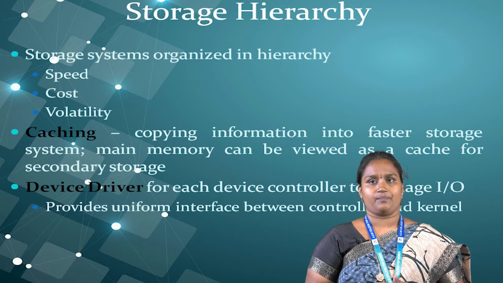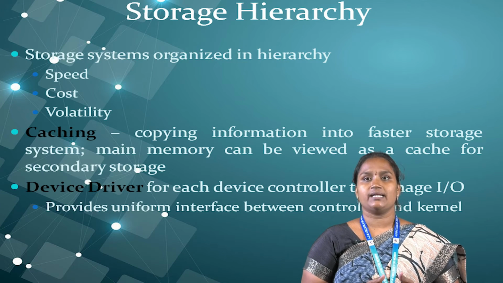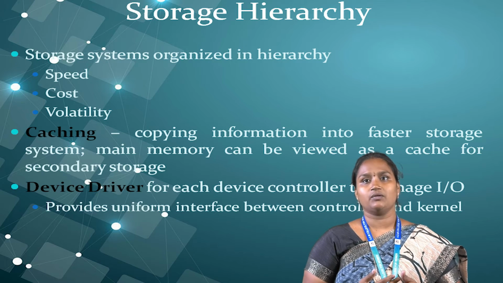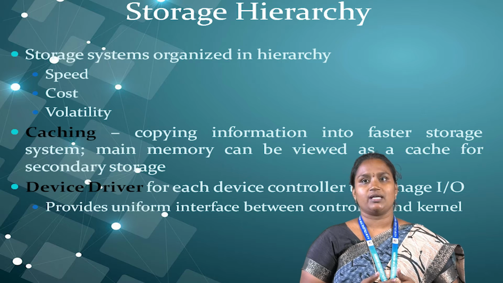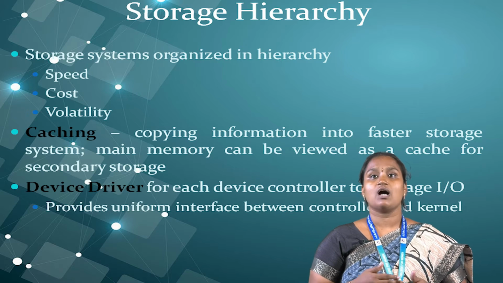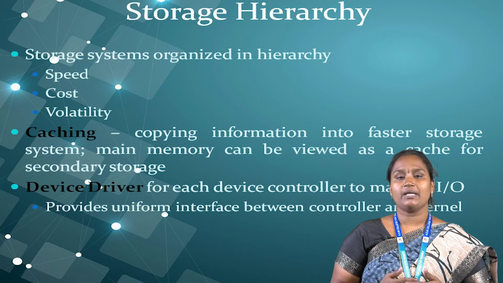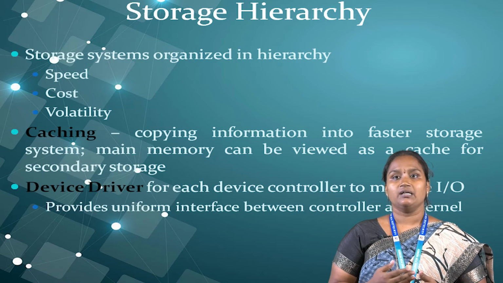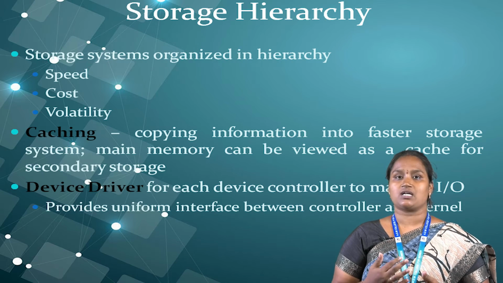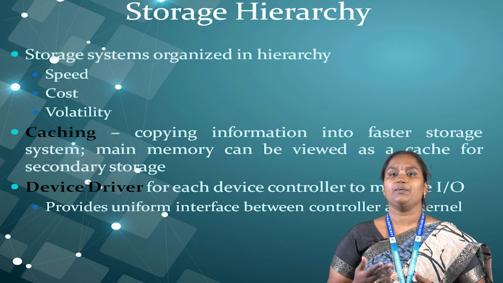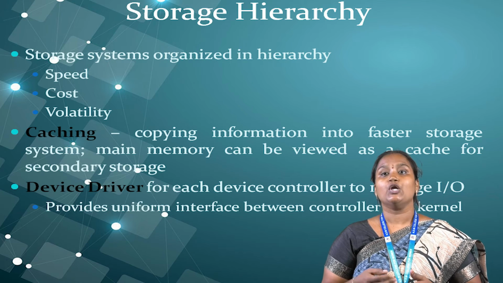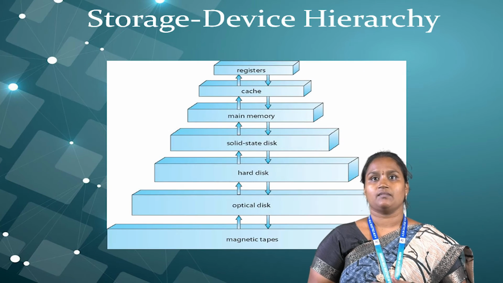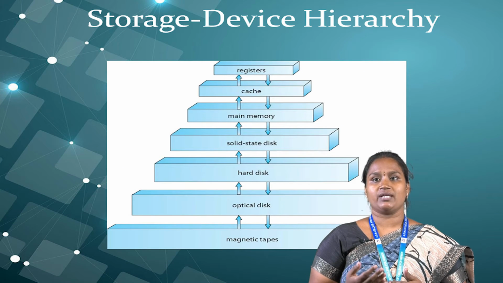Storage hierarchy. The storage system is organized in a hierarchy. The first factor is speed, the second one is cost, the third one is volatility. Caching: copying information into a faster storage system. Main memory can be viewed as a cache for secondary storage. There is a device driver for each device controller to manage input-output. It provides a uniform interface between the controller and the kernel. A device storage hierarchy picture is shown.